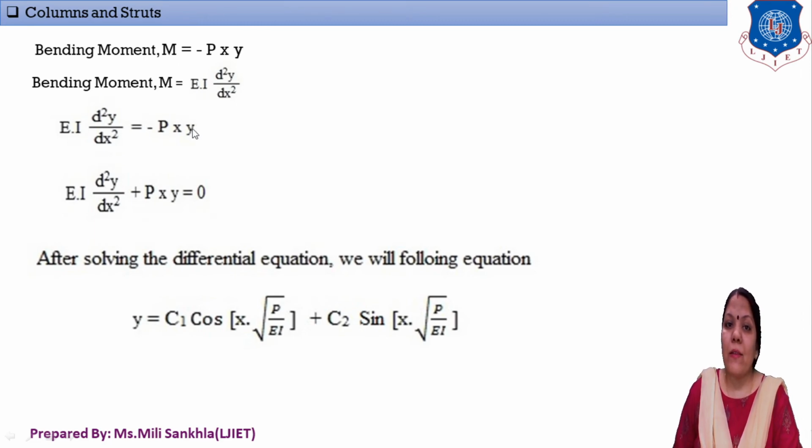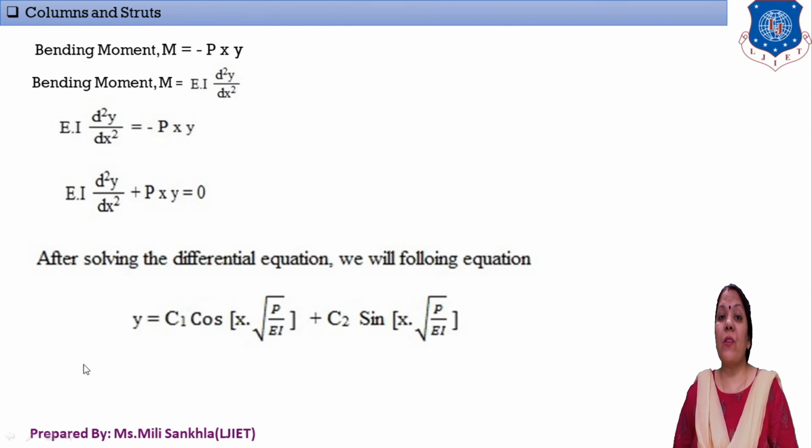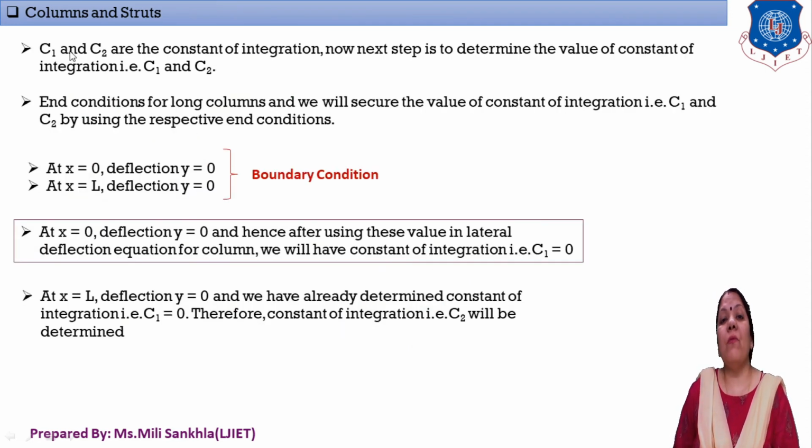Now this right hand side term is shifted to the left hand side, so positive EI d square y by dx square plus P into y is equal to 0. Next, after solving this we get a differential equation, and the solution is y is equal to C1 cos x under root P upon EI plus C2 sin x under root P upon EI. Here C1 and C2 are our constants, and we find out the values of C1 and C2.